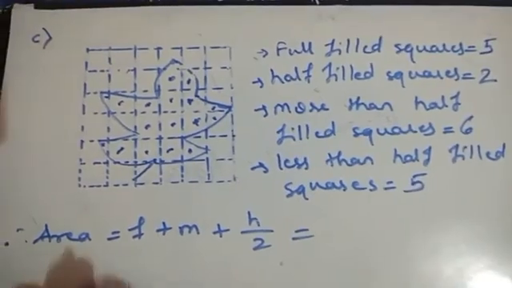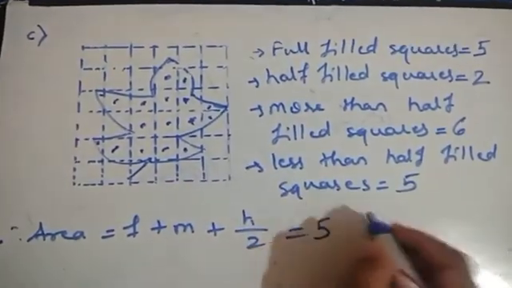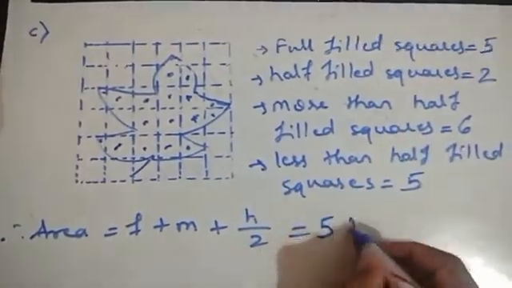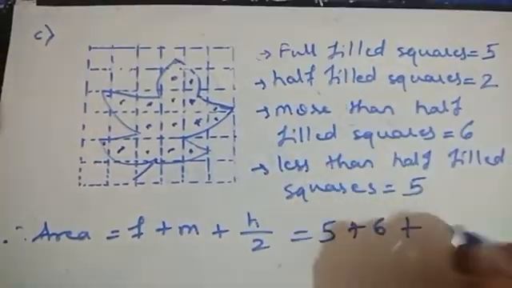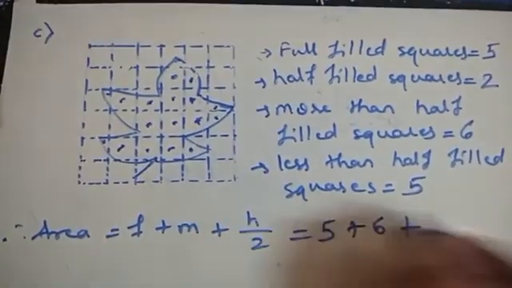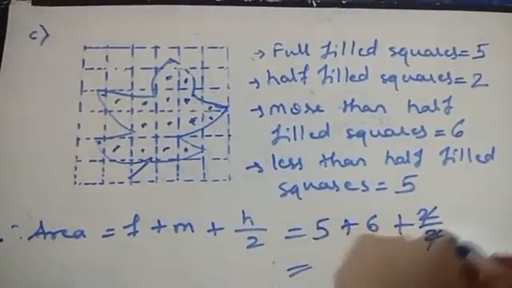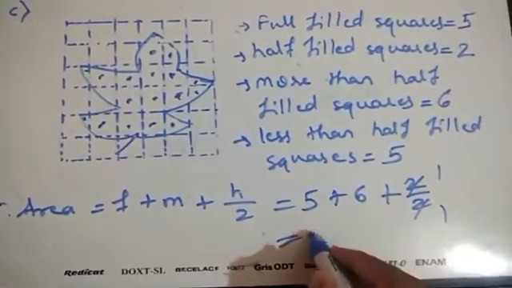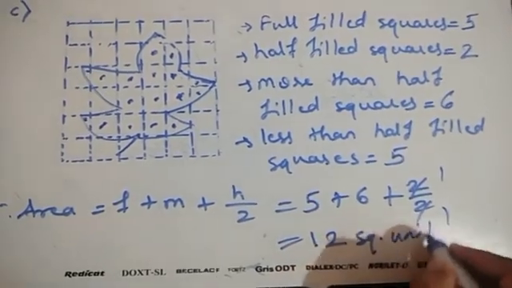Now area is equal to fully filled squares. F means fully filled squares, 5, plus more than half, 6 are there, plus half filled squares 2. Here H is equal to 2 divided by 2, that is equal to 1. Therefore 5 plus 6 is 11, plus 1 is 12. Therefore 12 square units is the area of the given figure.